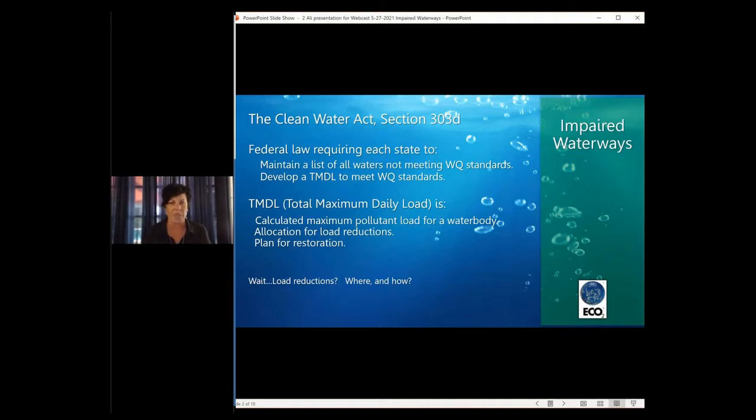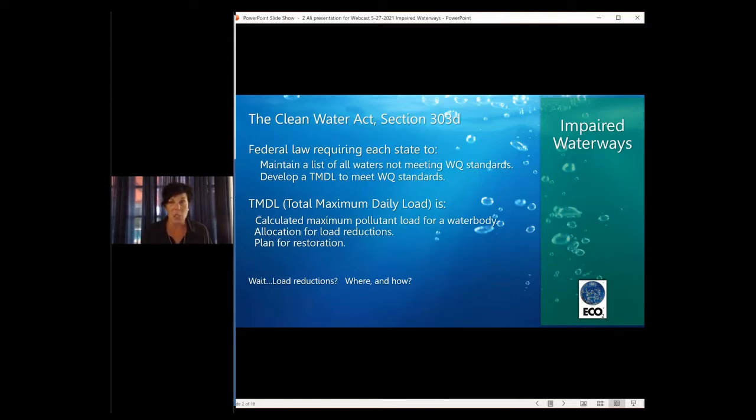A little bit of background here. The Clean Water Act has several sections, and one of them is Section 303D. And this is a section about polluted waterways. And this is a federal law that's administered by the EPA. And this federal law requires all states, territories, tribes, etc., to create and maintain a list of all waterways that are not able to meet their current and applicable water quality standards. Then they must also develop a TMDL to meet those water quality standards.